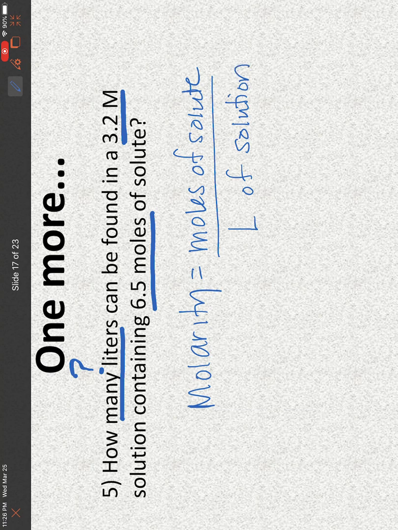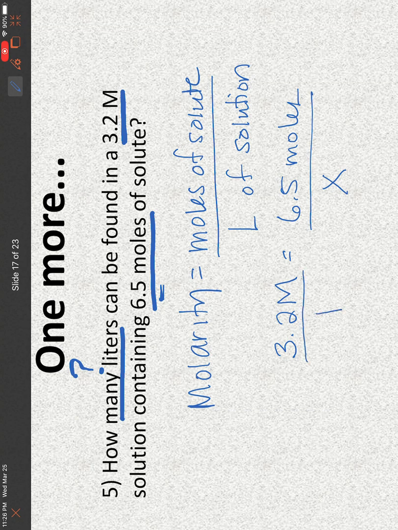So we're going to use the molarity formula. Molarity equals the moles of solute divided by the liters of solution. You guys miss me, I know you do. Anyway, so here we have for molarity 3.2 M. Moles of solute is right here. We have 6.5 moles. And we said that the liters was going to be our X.